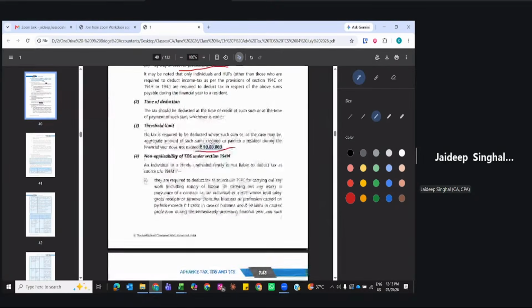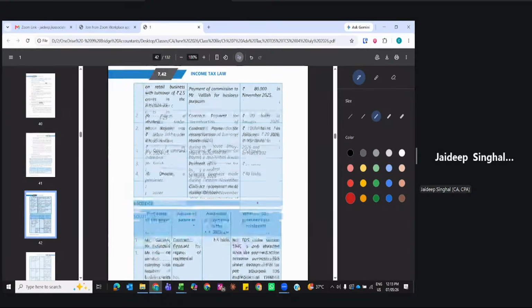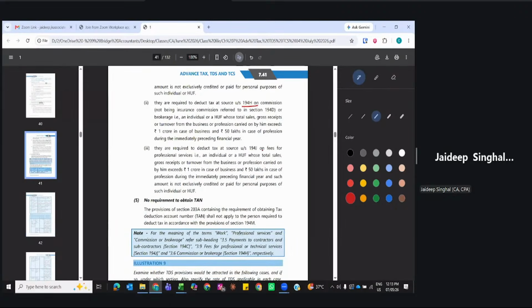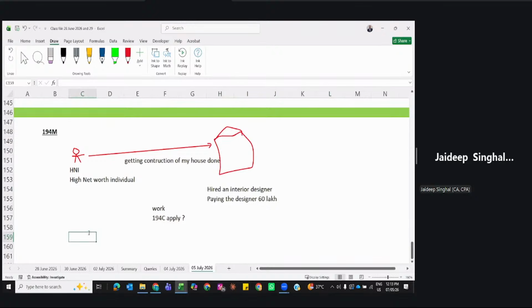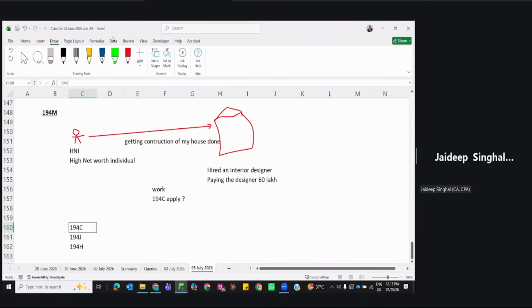Now, non-applicability of TDS under 194M. If 194C is getting attracted, or 194H, or 194J is getting attracted, then TDS is not under 194M. Either these apply, or if these do not apply, then 194M applies. But the limit under 194M is very big, 50 lakhs. Clear?